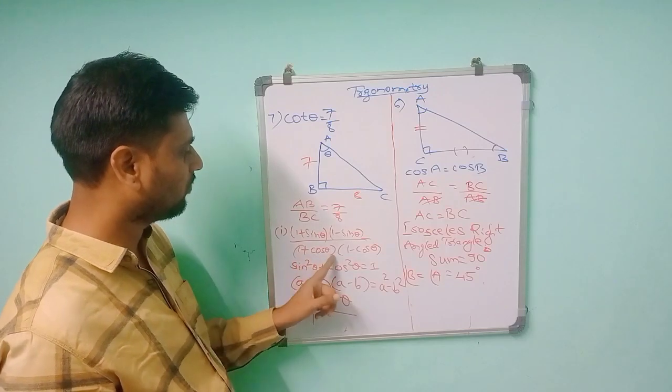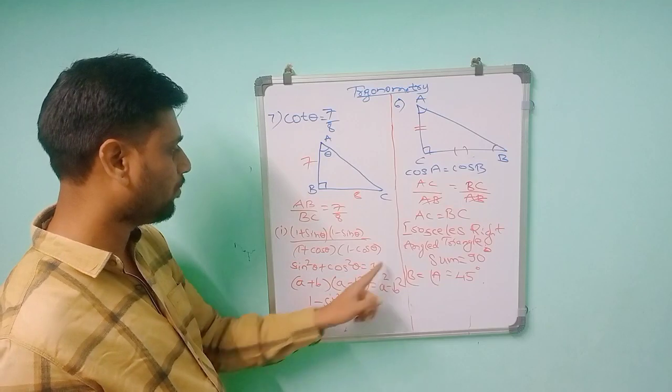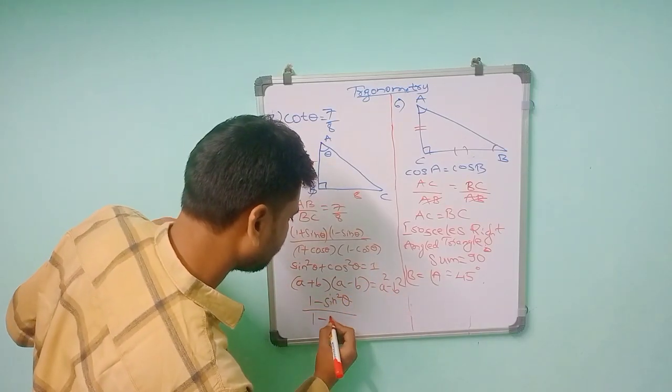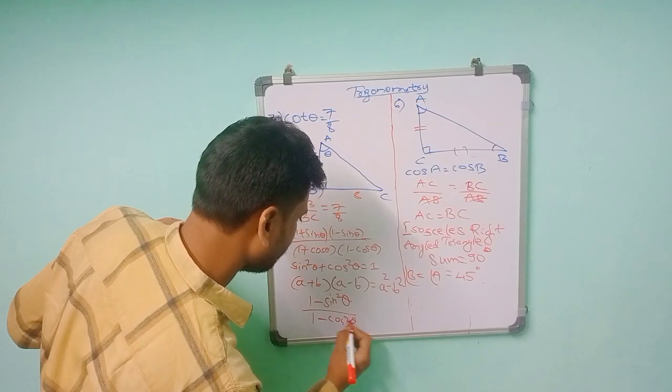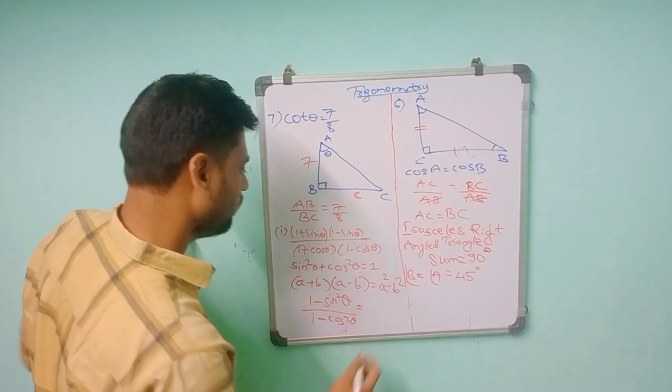Here cos is there. So 1 plus cos theta into 1 minus cos theta is 1, you have to take a as 1 and b as cos theta. So a square minus b square, so 1 square minus cos square theta. So cos theta is there. So cos square theta is equal to, you have to find out this one.